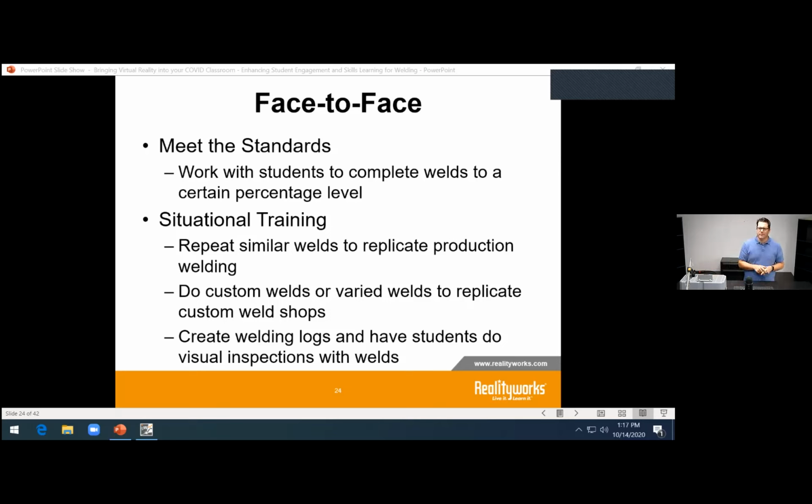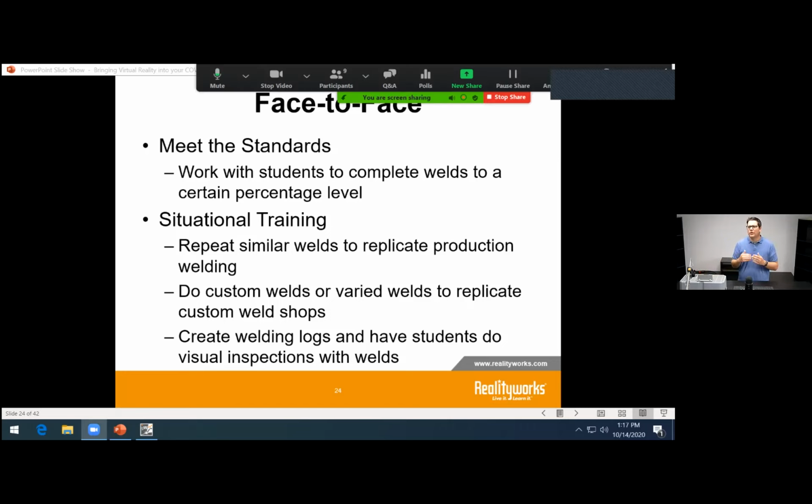So custom welds. Another face-to-face opportunity is to create welding logs. Have students do visual inspection with the welds that they do. Have them be able to see that over and over and over again. Being able to do different welds in that world.